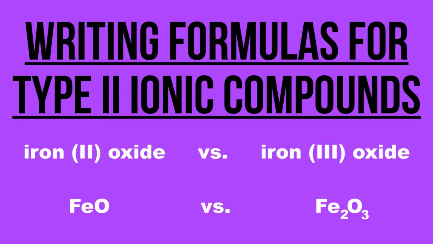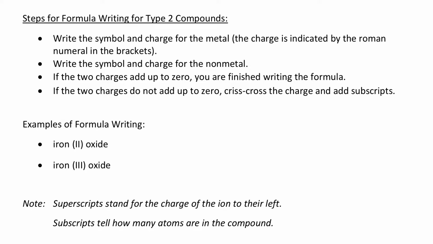In this video, I'll show you the steps for formula writing for type 2 ionic compounds. So to get started, when we look at the steps for type 2 compounds, which are compounds that involve transition metals or metals that are bonded to a nonmetal, and the metals have multiple potential charges. The very first step is to write the symbol and charge for the metal. And the charge is what you see in the Roman numerals in the brackets.